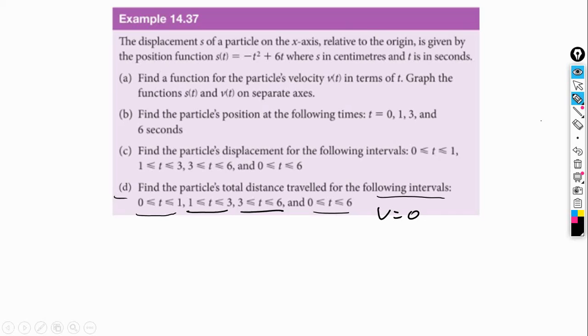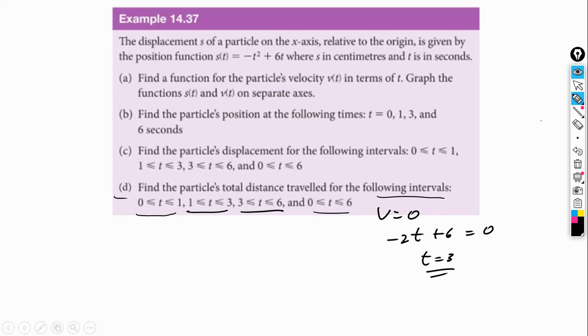So let's recall that the velocity function we found was minus 2t plus 6, right? So when does this equal 0? We could have also seen it in the graph, but let's do it algebraically. So this is going to be, obviously, t equals 3. So there is a change in the direction of the object's motion at t equals 3. So that's something we have to take into account.